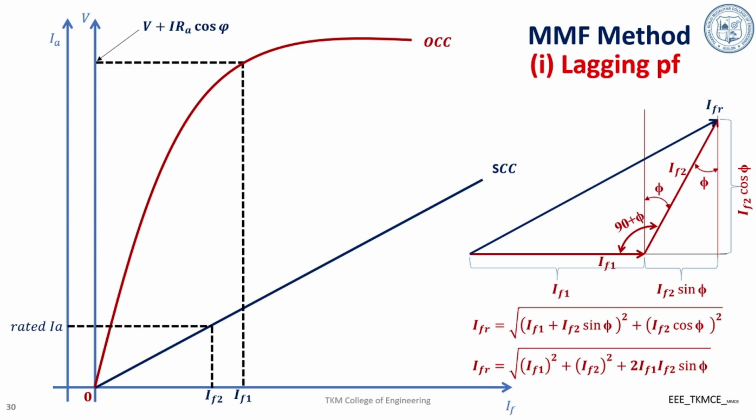Once we have IFR, mark that IFR on x-axis, proceed a line parallel to y-axis which will meet at OCC, and corresponding voltage we need to measure. That voltage gives E0. Once we have E0, we can calculate voltage regulation.